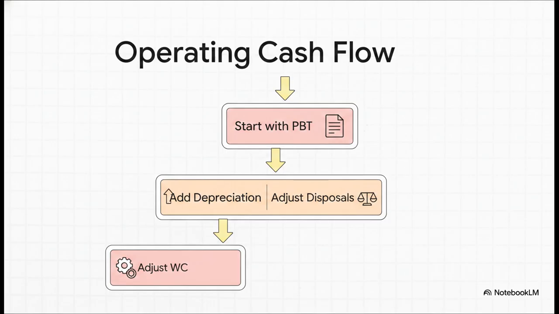Working capital. If receivables increase, it means your cash is tied up with customers, so you subtract it. If payables increase, you're holding on to your cash longer, so you add it. If inventory increases, you spent cash to buy it, so you subtract. Seriously, master this specific sequence, and you master IAS 7.